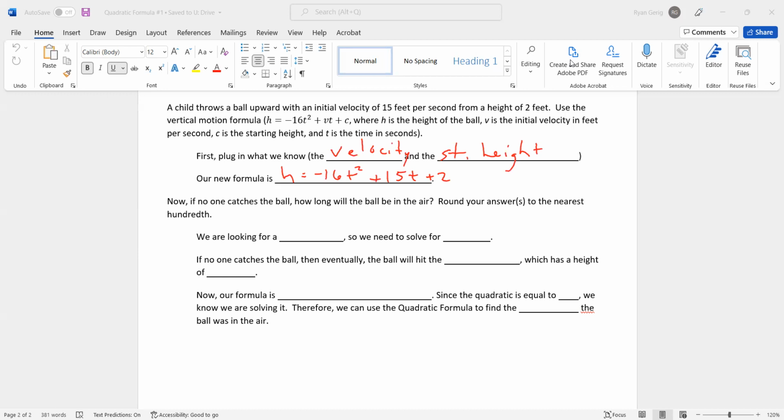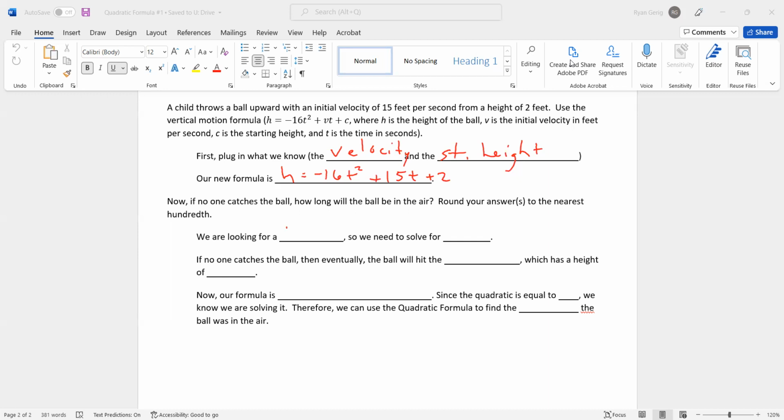Now, if no one catches the ball, how long will the ball be in the air? That's a very, very typical question that you will see. How long will the ball be in the air? How long will it take for the ball to return to the ground? Round your answer to the nearest hundredth. That's 2 decimal places. Now, I'm going to explain all this. Just know that you don't have to have this explanation, but this is what should go through your head.